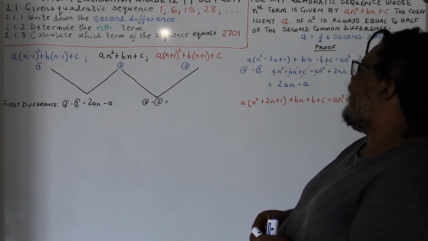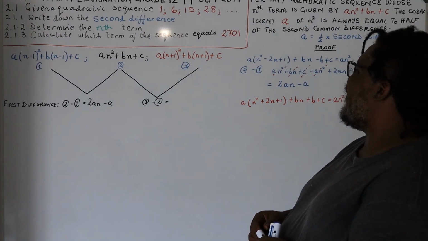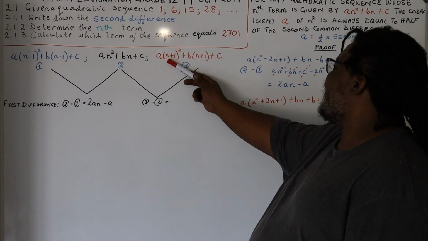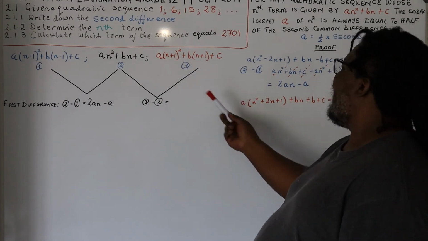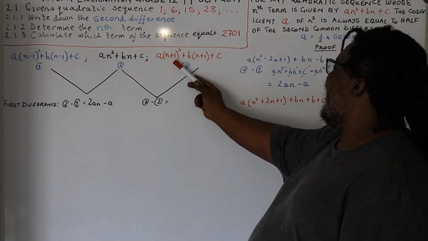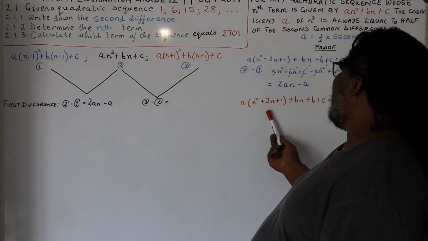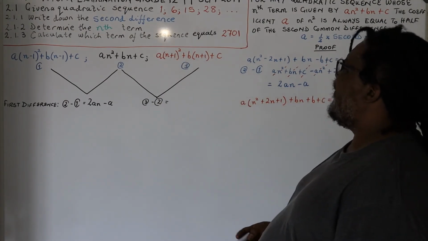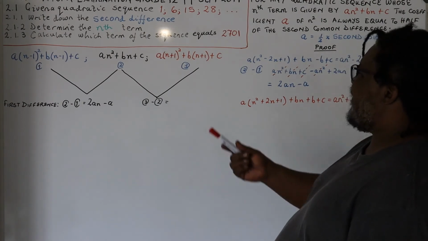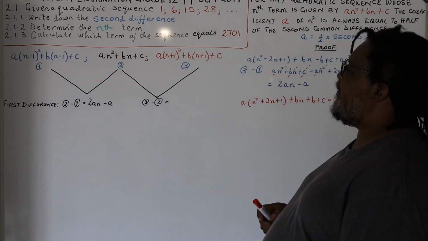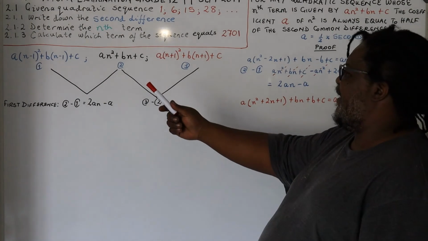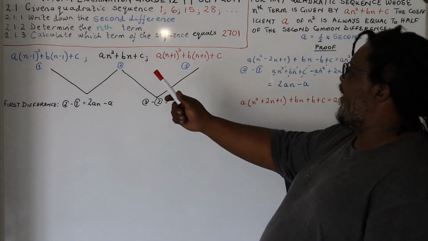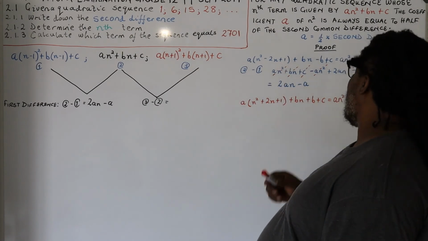I hope you notice how I am expanding the quadratic factors. They are quite easy to expand. For this one, you say n times n, which is n squared, and n times 1 is n, times 2, 2n, and 1 times 1 gives us 1. And for the one with a negative there, we say n times n is n squared, and then n times minus 1 is minus n, times 2, minus 2n, and then minus 1 times minus 1 gives us plus 1.